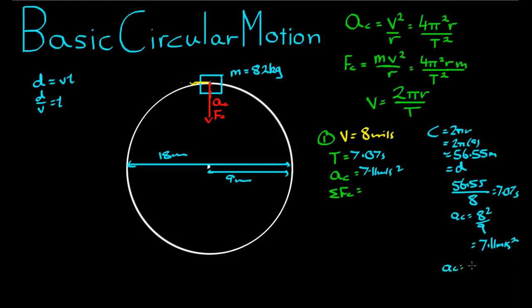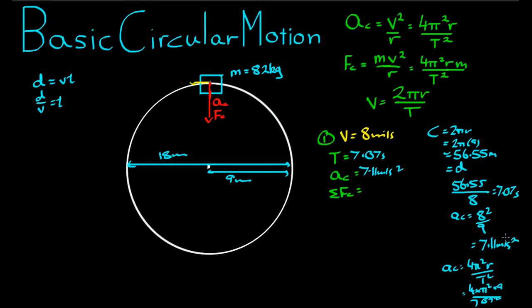a_c is equal to 4 pi squared r on T squared. That comes to 4 times pi squared times 9 on, what was T, 7.07 squared. I'll try that. 4 times pi squared times 9 divided by 7.07 squared. I have 7.108, which is very close to 7.11.